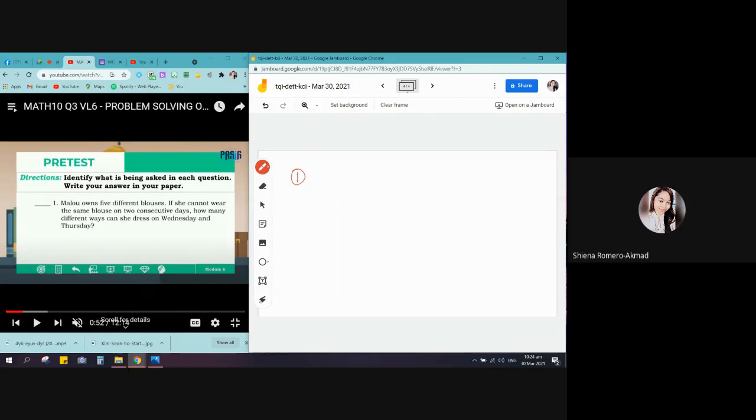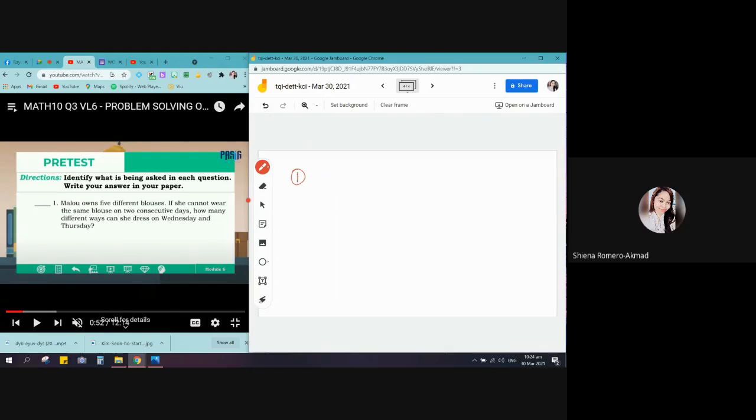So let us have here number 1. Ilang blouse yung pwede niyang suotin, for hindi pwedeng suotin for the next consecutive days. So that's permutation, dahil pipili lang siya ng dalawa, kasi ngayong Wednesday, kung ano yung sinuot ko, hindi ko pwedeng suotin bukas. So iba yung susuotin ko bukas.